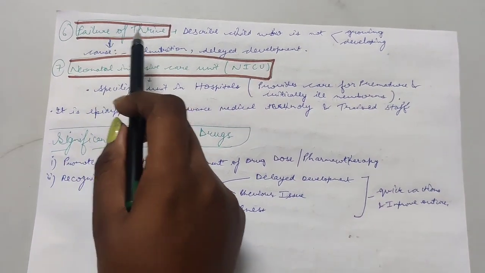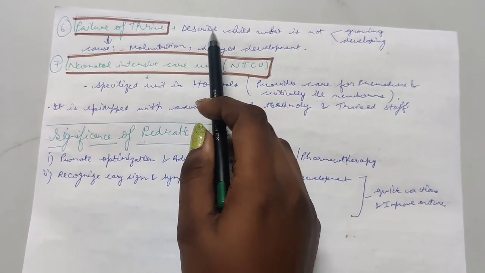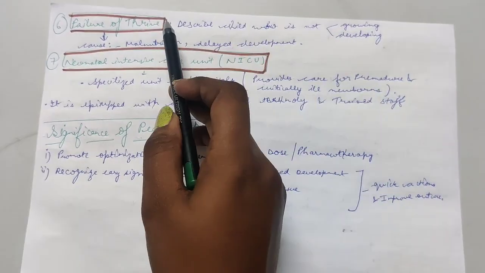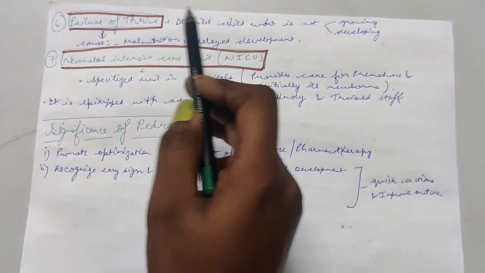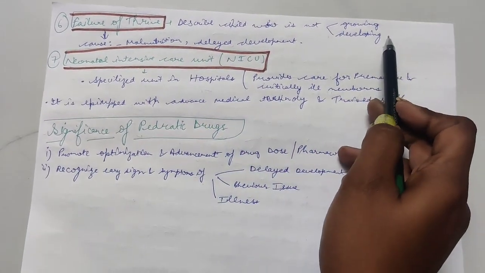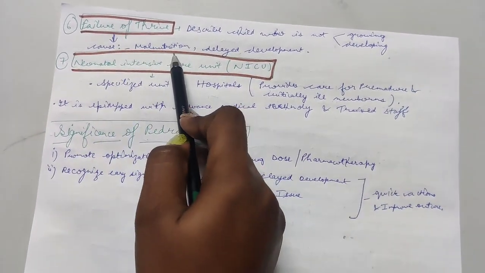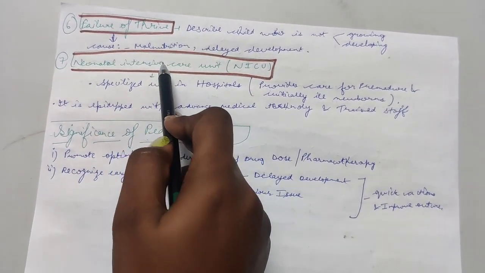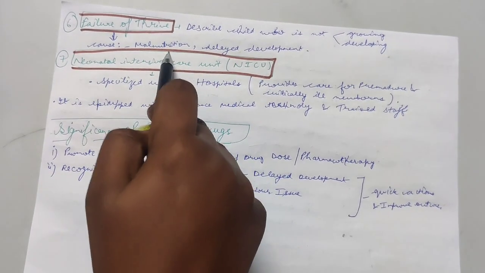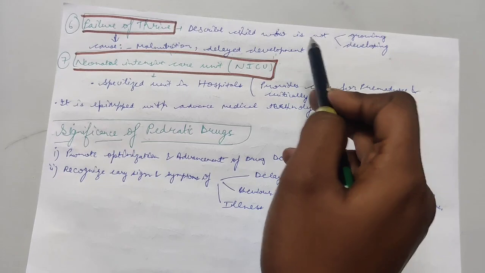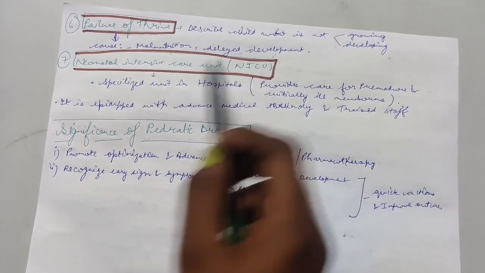Sixth is failure to thrive. It describes a child who is not growing or developing. Failure to thrive is when a child is unable to grow or develop properly. It can be caused by malnutrition, when the child is not getting appropriate nutrients. Delayed development. Child development and growth is being delayed.